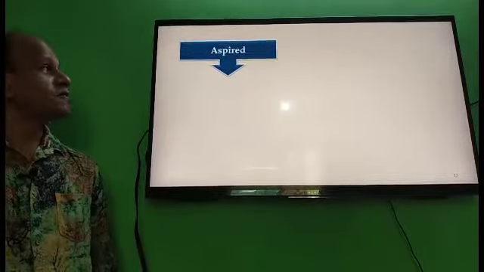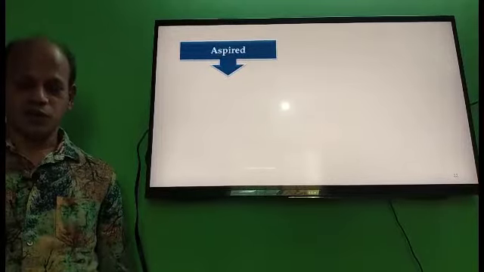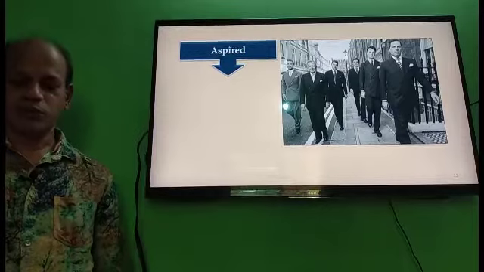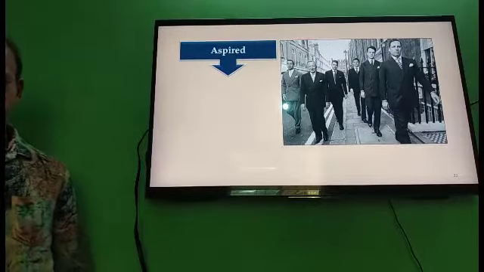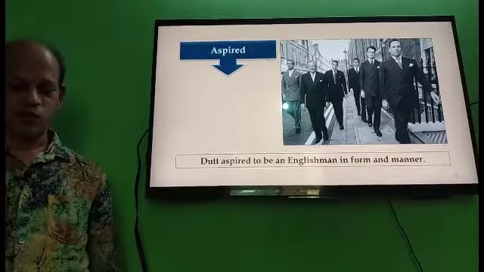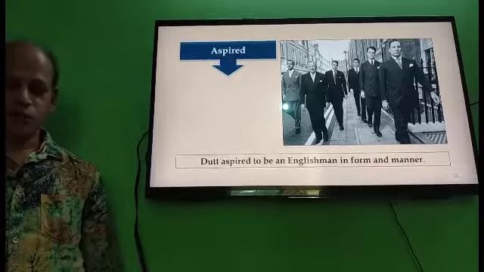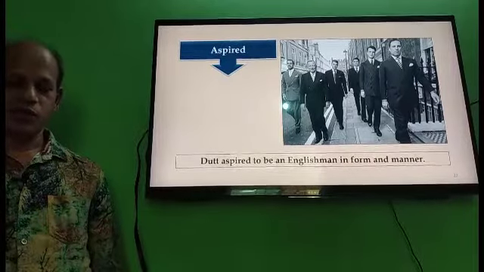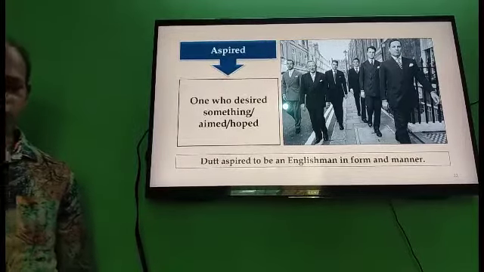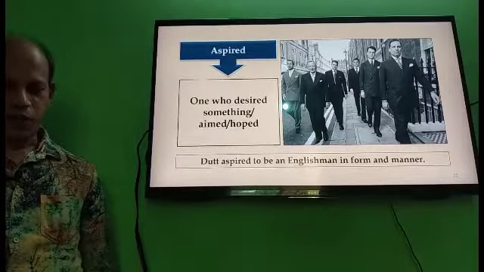First one is aspire. Do you know the meaning of the word aspire? Yes, good guess. Look at the picture. You see some people suited, booted, well dressed up, having high hope. Look at the sentence: That aspired to be an Englishman in form and manner. So what is the meaning of the word aspired? Let us see the meaning. One who desired something, aimed something, hoped something. It's called aspired.